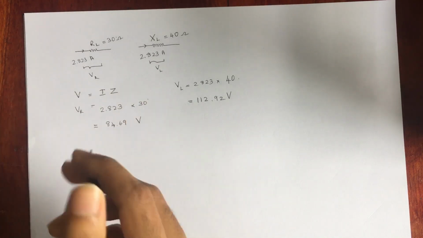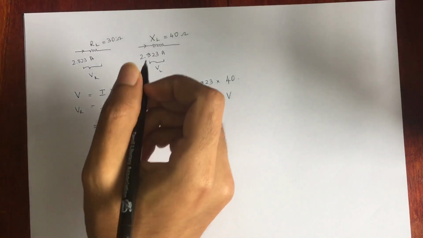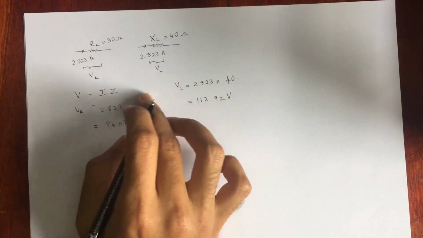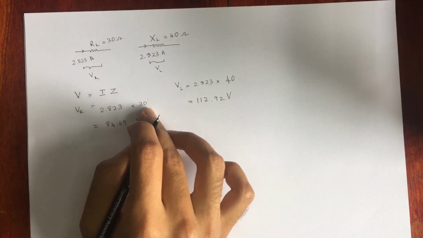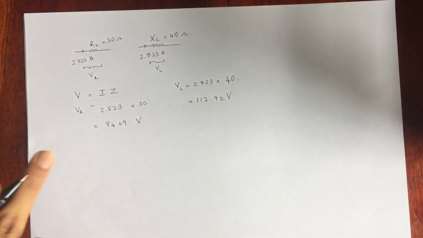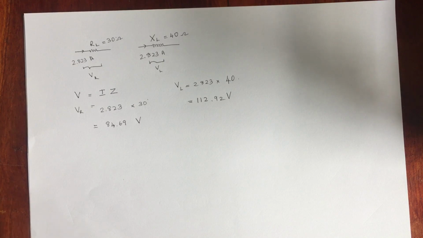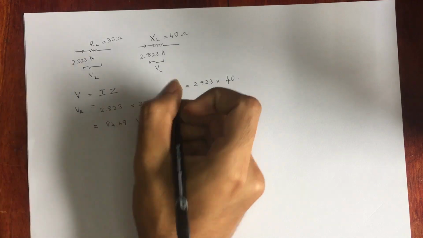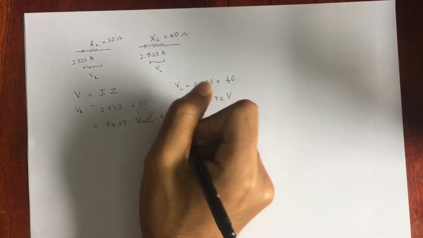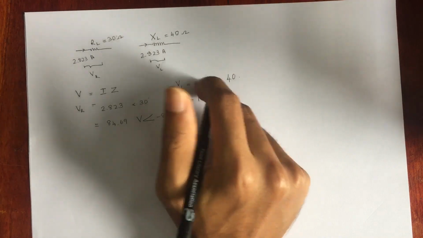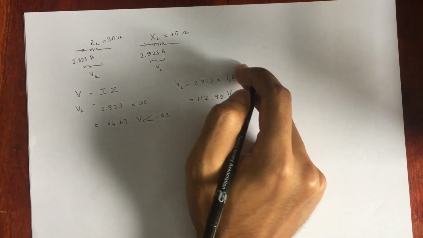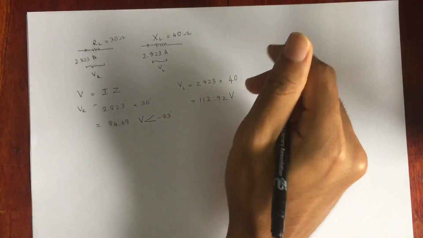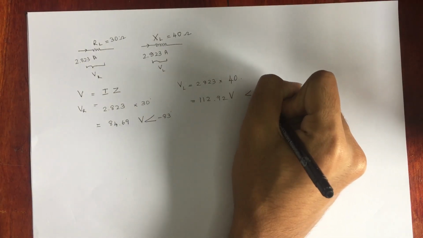If I use that, it's going to be 2.823 with the angle minus 83, and the 30, which is going to have the angle of 0. The impedance angle would be 0 because the resistance is in the real part. If I multiply these two, the angles are added and it's going to return minus 83. Likewise, if you do this through this one, it's going to return minus 83 plus the 90 degree phase angle. So minus 83 plus 90 is going to return 7.